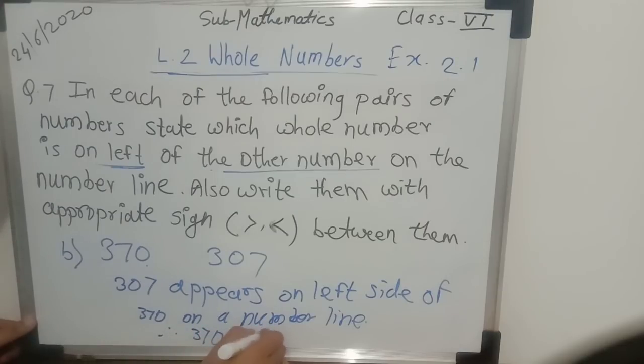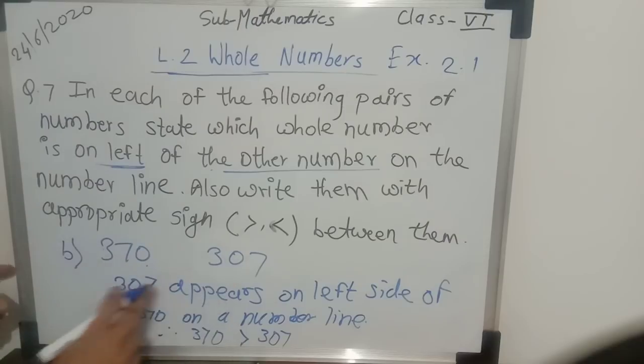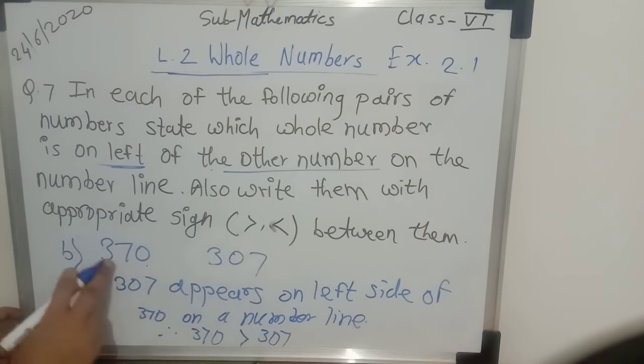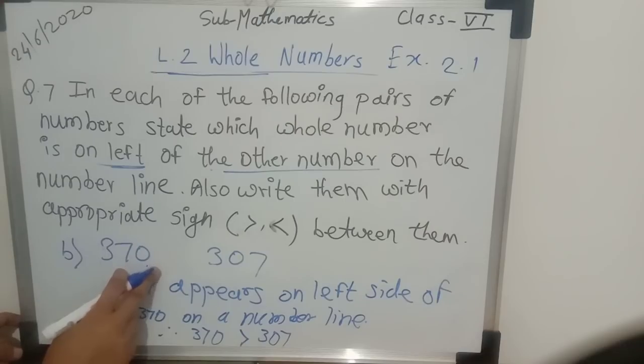is greater than 307. I hope you are understanding what I'm saying: after zero, the number that comes first is 307, and after 307, 370 comes. So that's why 307 appears on the left side of 370 on a number line, and that's why 370 is greater than 307.